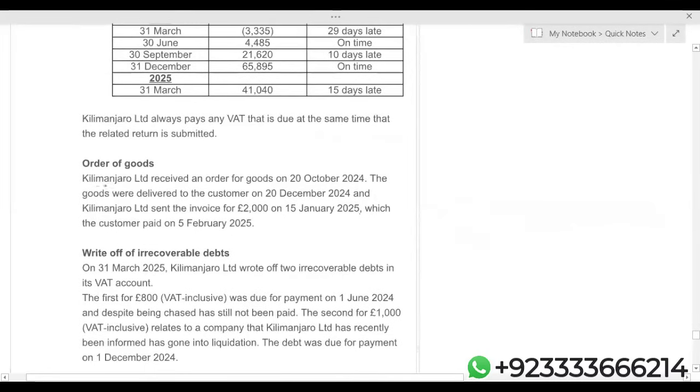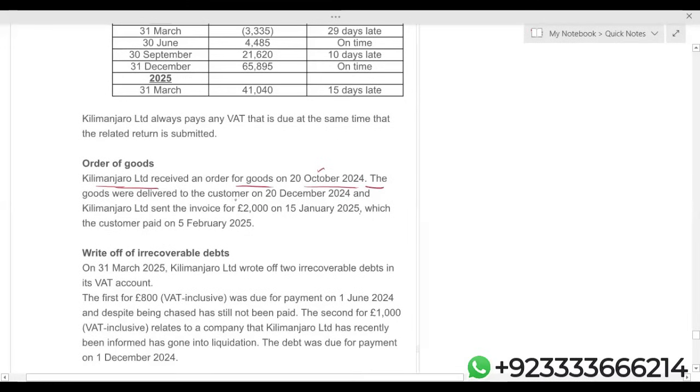Order of goods. Kilimanjaro Limited receives an order for goods on 20th October 2024. If you get the amount in advance, then that date becomes your tax point. It becomes the actual tax point. But they have received the order, not the payment.